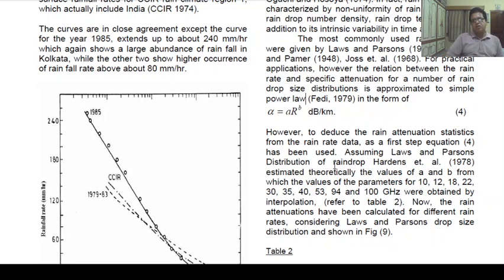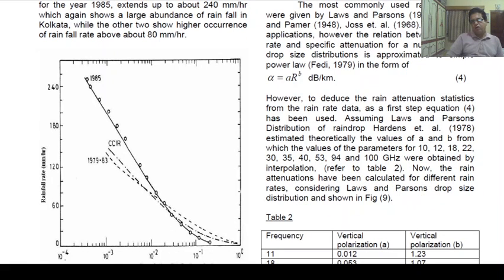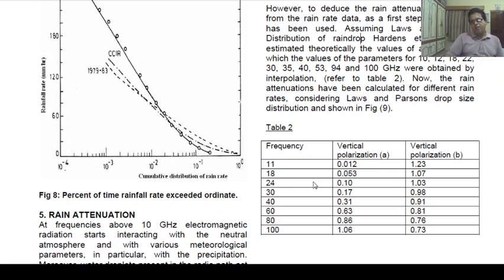Assuming Laws and Parsons distribution of raindrops, the values of A and B were estimated theoretically. Theoretical values of A and B are also calculated for different frequency ranges, obtained by interpolation. These are the different frequencies for which the parameters A and B are calculated, from 11 to 100 GHz, with A and B for vertical polarization. These are the constants which are calculated by the interpolation technique.